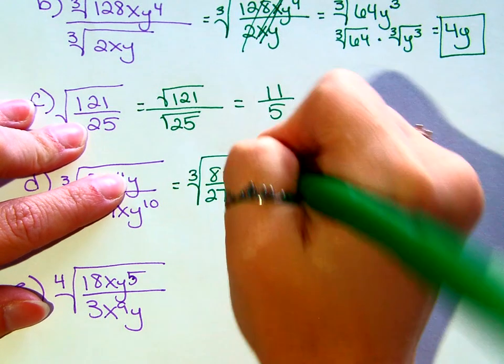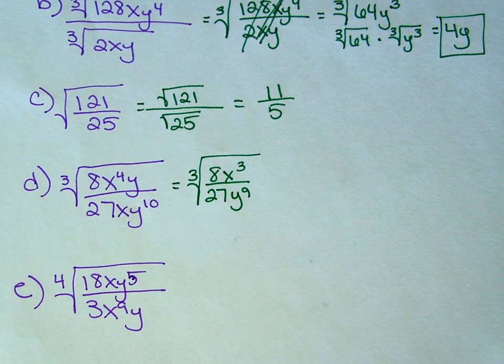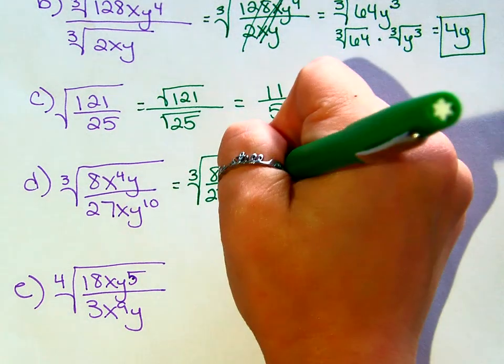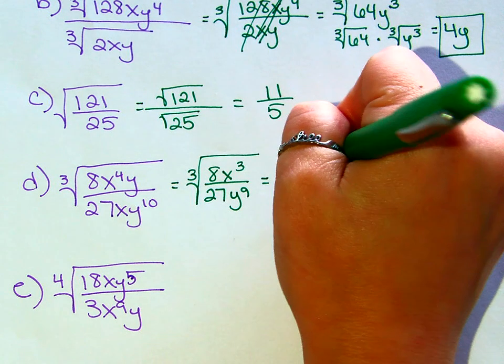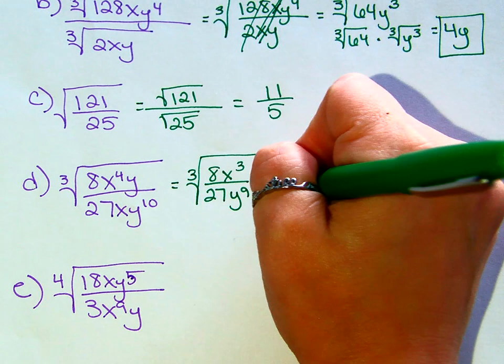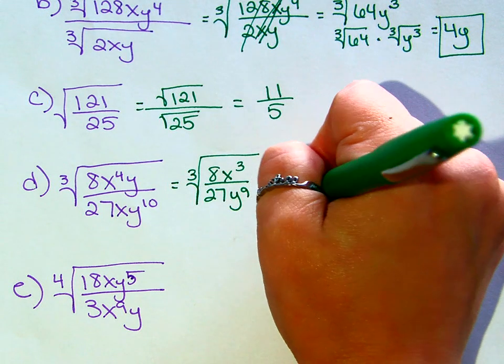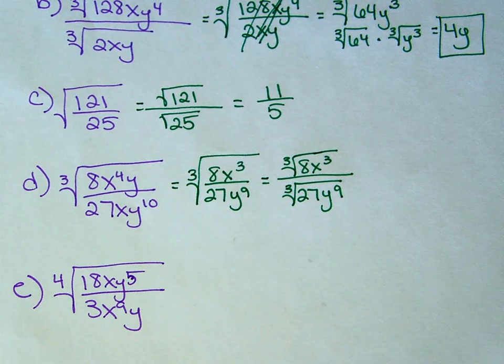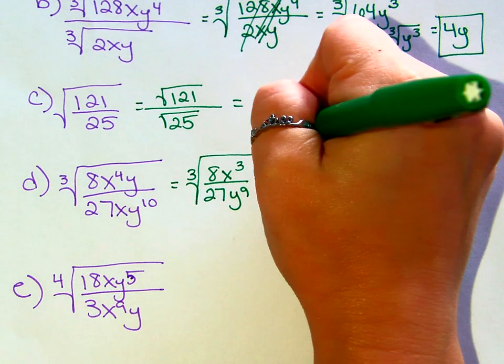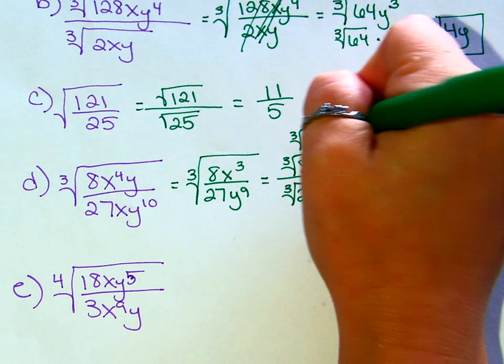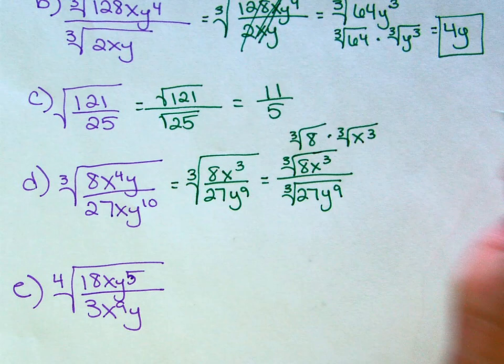At this point, I would choose to use my quotient rule to split them and look at them separately. Again, personal preference. But once you split them, you can use your product rules to split them further and simplify. The third root of 8x to the third, that's the same thing as the third root of 8 times the third root of x to the third, which is 2x.